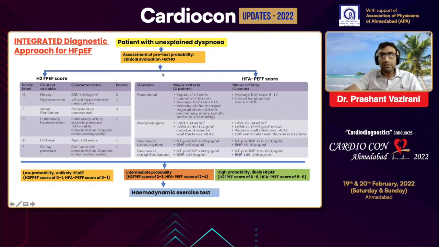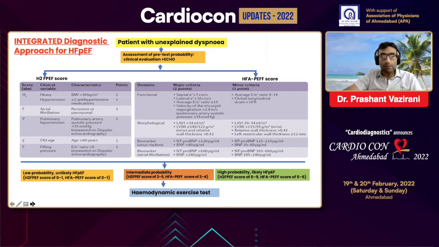Patients with unexplained dyspnea, you should calculate these two scores, H2FPEF score and the HFA-PEFF score, which I discussed. And if your patient has an intermediate probability, then only you have to move further to a hemodynamic exercise test, which I will tell you how. If you're high probability, then you have diagnosed the patient as HFpEF. If you're low probability, then probably you're dealing with something else.